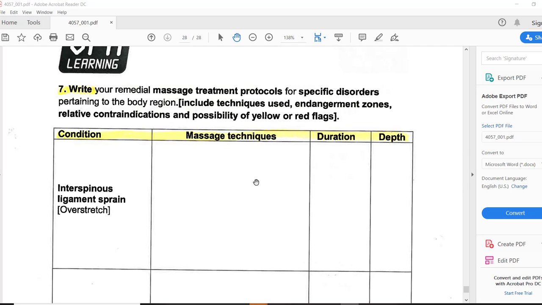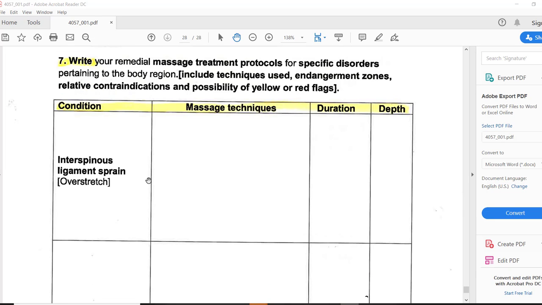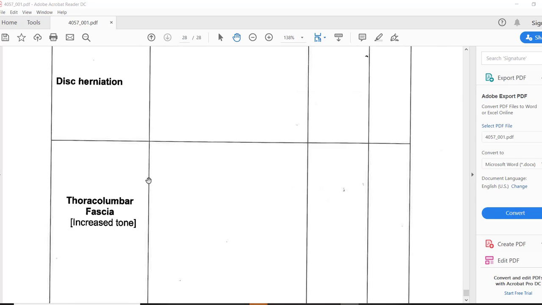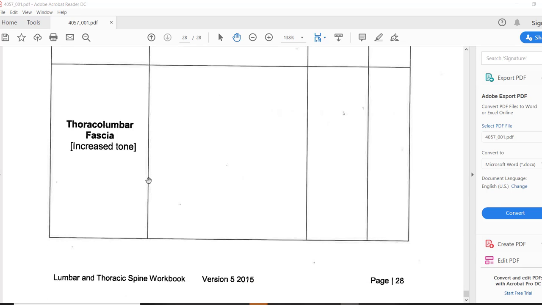So the conditions you need to do this for are the interspinous ligament sprain if it's been overstretched, a disc herniation, and thoracolumbar fascia with increased tone. And that will complete this region booklet.